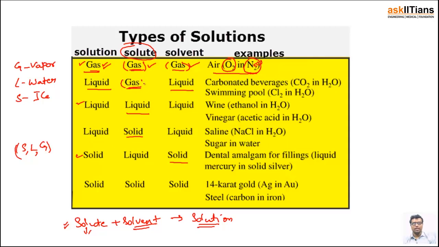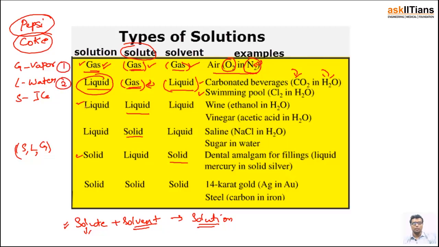Next, when you consider a solute as a gas and solvent as a liquid, what is this situation? Consider any drink like Pepsi or Coca-Cola. Here, the solvent is a liquid. Any beverage, or even a swimming pool, the solvent is a liquid, but the gas is a solute. For example, in carbonated beverages, CO2 is a solute, which is a gas, and H2O is a liquid. So the resultant solution, for example Pepsi or Coke, is also a liquid. This is the second type of solution which can be possible.